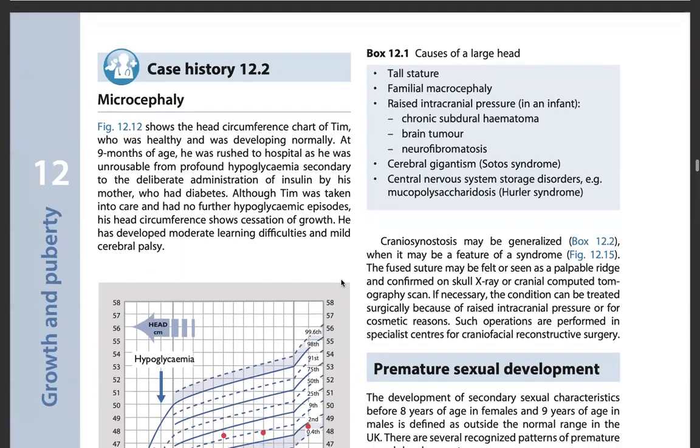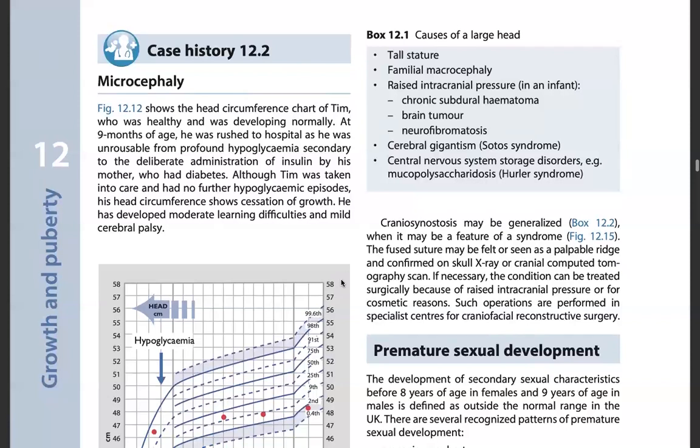Causes of large head: tall stature, familial, reason for raised intracranial pressure in infants, chronic subdural hematoma, brain tumor, neurofibromatosis, cerebral gigantism, Sotos syndrome, and CNS storage diseases such as mucopolysaccharidosis and Hurler syndrome. Craniosynostosis may be generalized, when it may be a feature of a syndrome. The fused suture may be felt or seen as a palpable ridge and confirmed on skull X-ray or cranial computed tomographic scan.